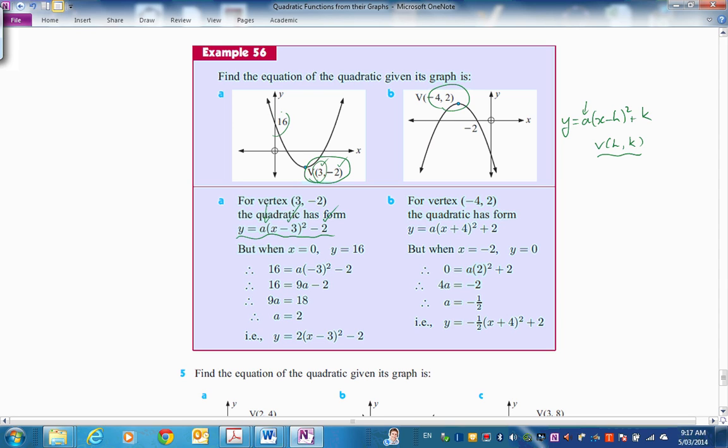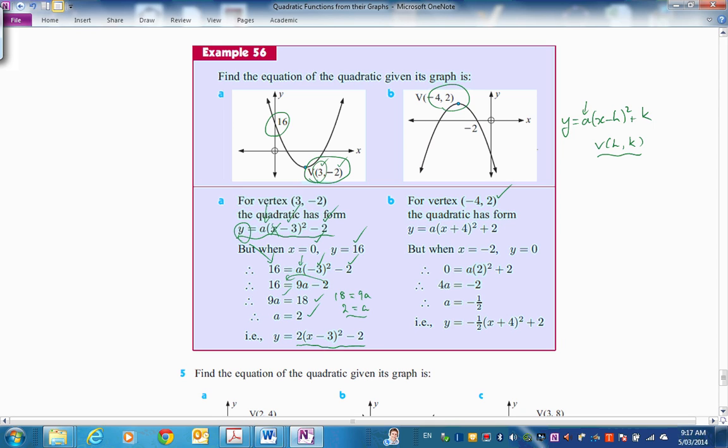Now we need to use this point to get a: x is 0, y is 16. So let's put y as 16, and we're trying to find a, x is 0, that'll disappear, negative 3 squared, take 2. So it's 9a take 2, and if we rearrange that, add 2 to both sides, 9a equals 18. No need to switch that, you can work this way, nothing wrong with that. So a is 2, so putting it all back together again, we've got that perfect squared form.